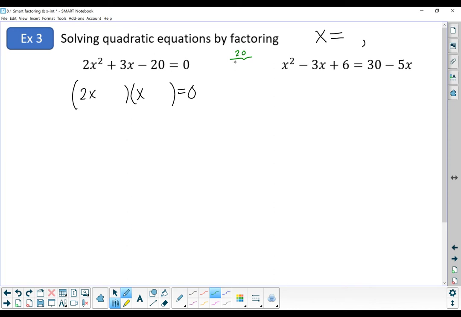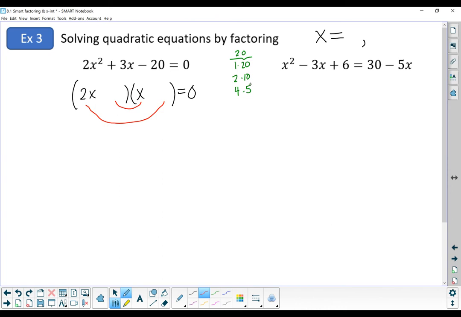The factorizations of 20 are 1 times 20, 2 times 10, 4 times 5. So we're looking for a combo that will help us get a 3. And these are the trickiest type where you've got that coefficient. So you have to remember that that 2 is going to multiply whatever number you put over here to help you try to build that middle term of 3.